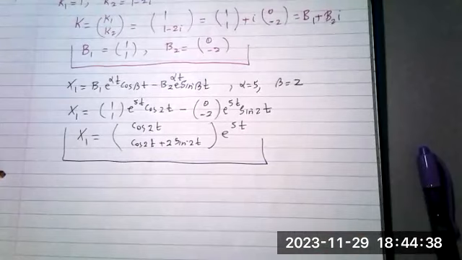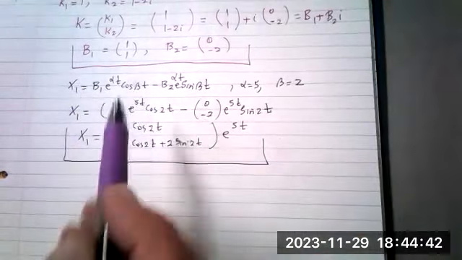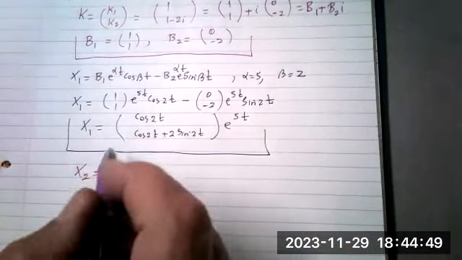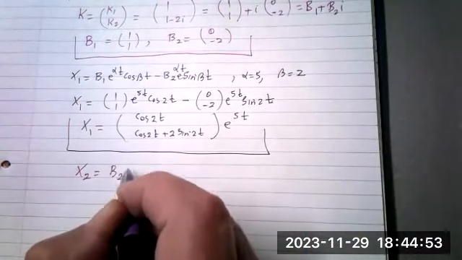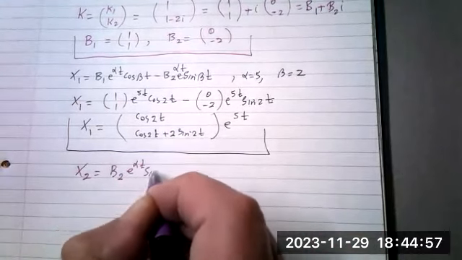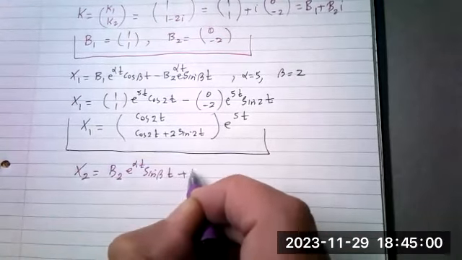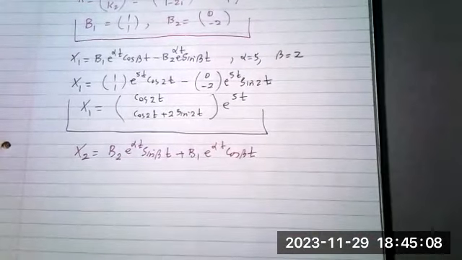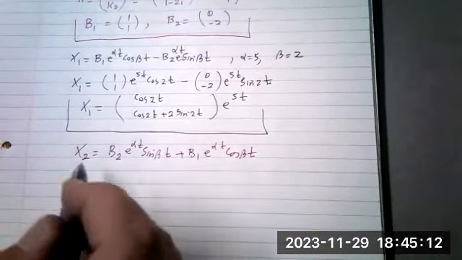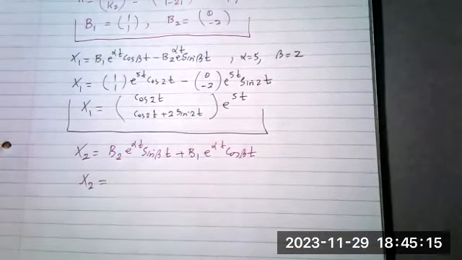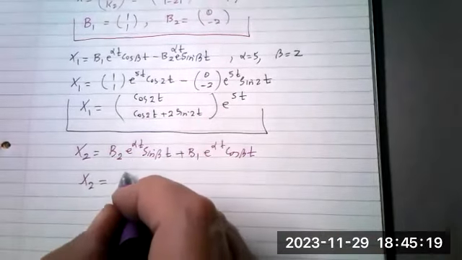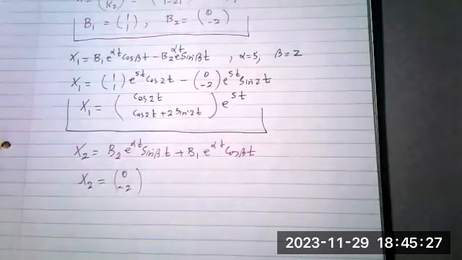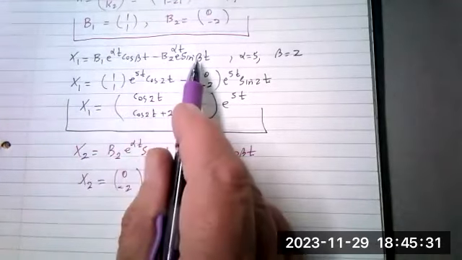Now we repeat it for the x2. The formula for the x2 was just a little bit different, you just switch the sine and the cosine. So x2 is this. You start with the b2 now: b2 e to the alpha t sine of beta t, plus b1 e to the alpha t cosine of beta t. It's very similar. So you substitute. Now you've got the experience, you can write it down. What is b2? b2 is 0, -2.